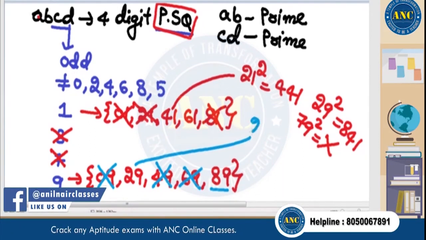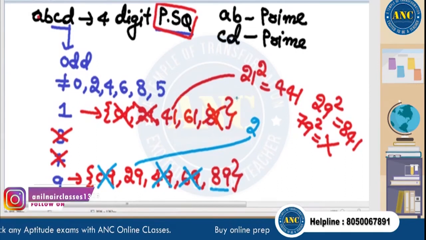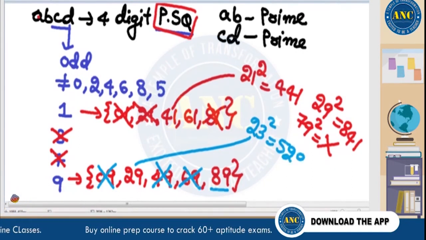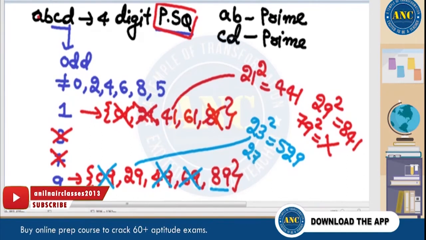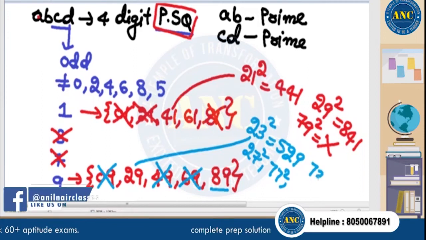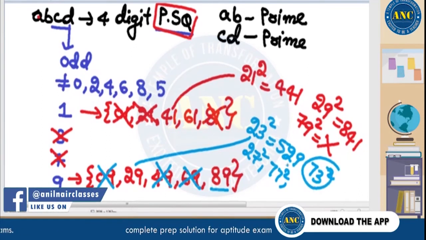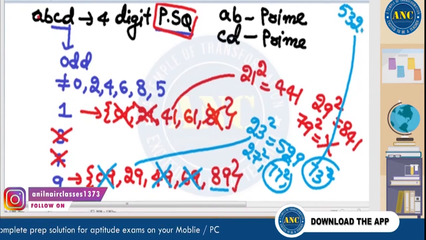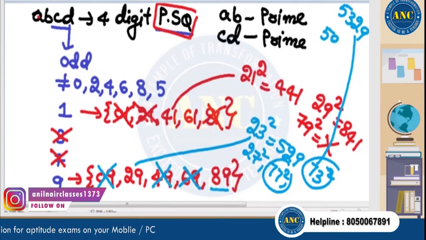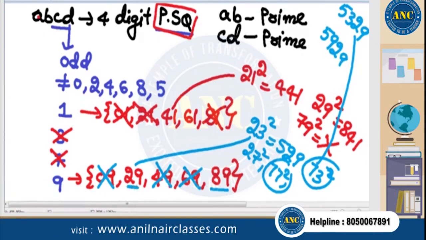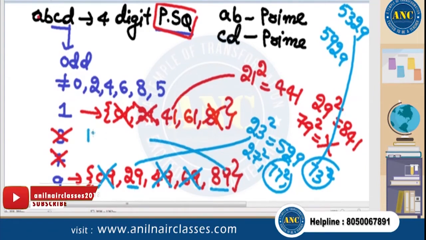What is the smallest? That is the reason I discussed that first question. 23 square is 529. 50 minus 23, 100 minus 23, 50 plus 23. Here I will get two numbers. 73 square is 5329. 77 square is 5929. I hope it is clear. Similarly, I did it for 29. You can try it for 89.